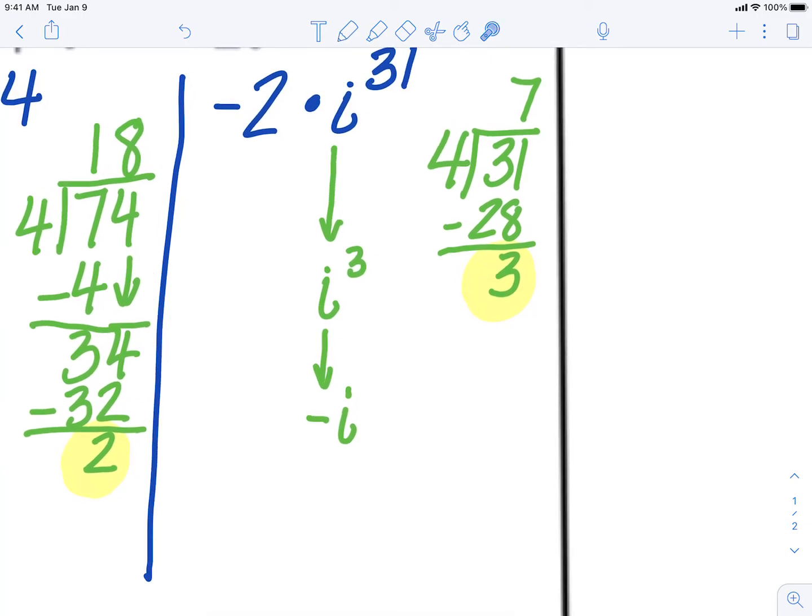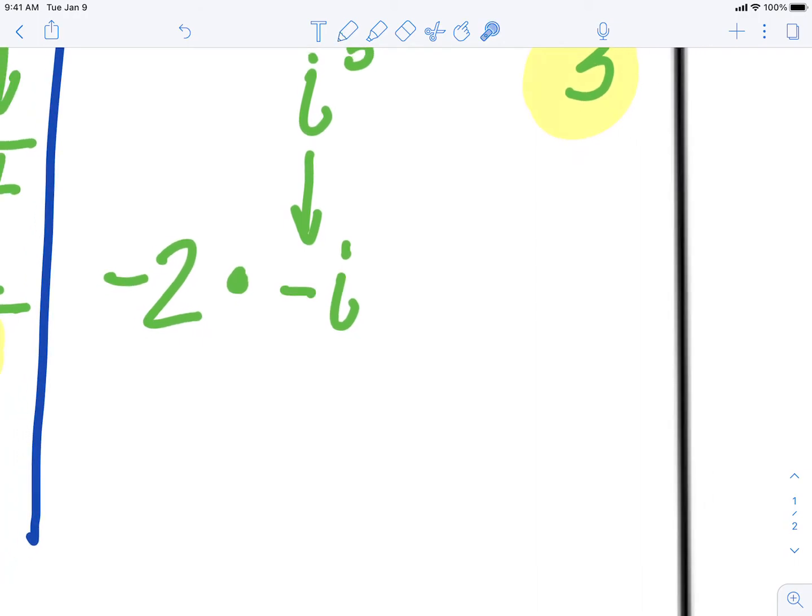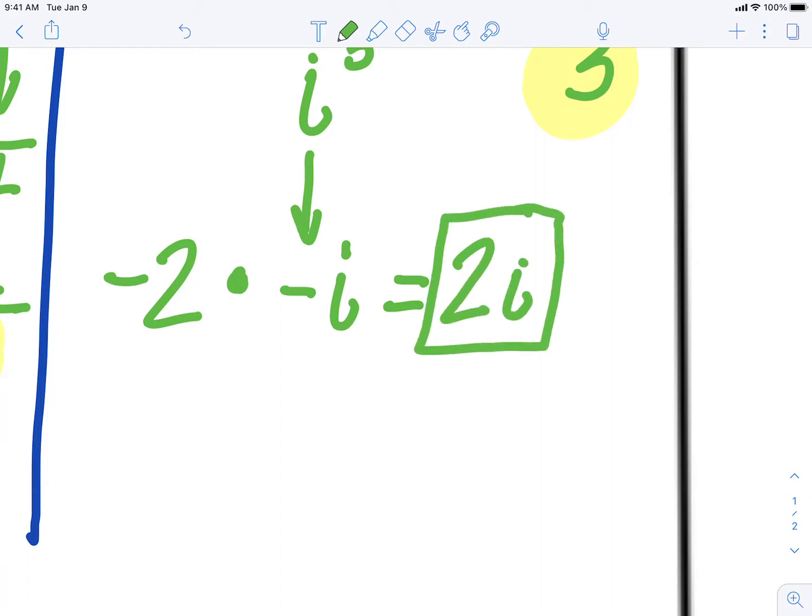Now, this negative 2 times is going to come down here next to this negative i. So, negative 2 times negative i, negative times negative is a positive. 2 times i is 2i. So I get 2i. So this is my solution for my third part.